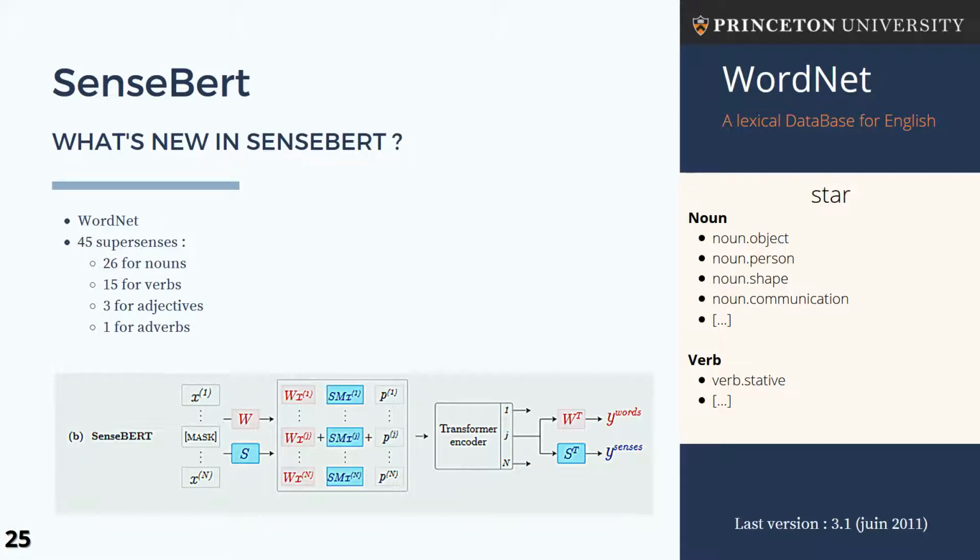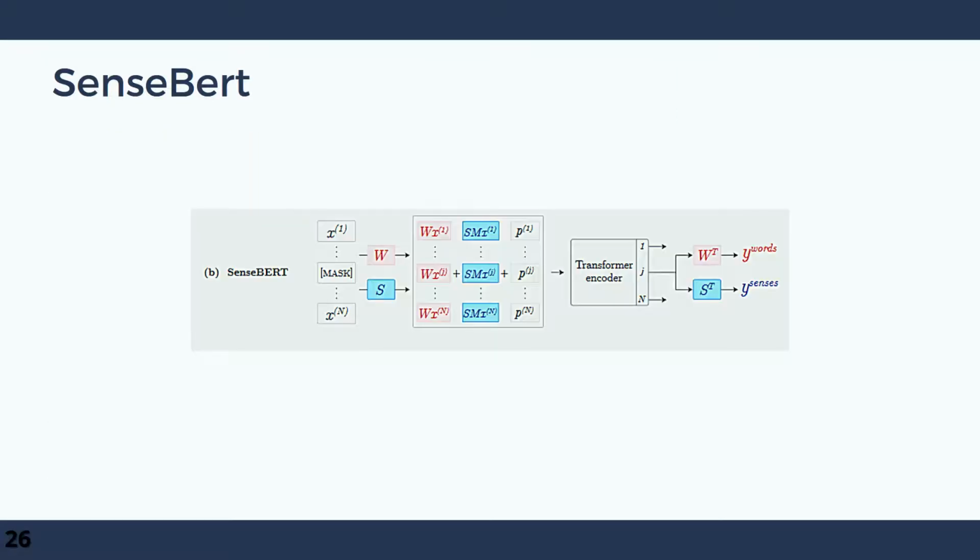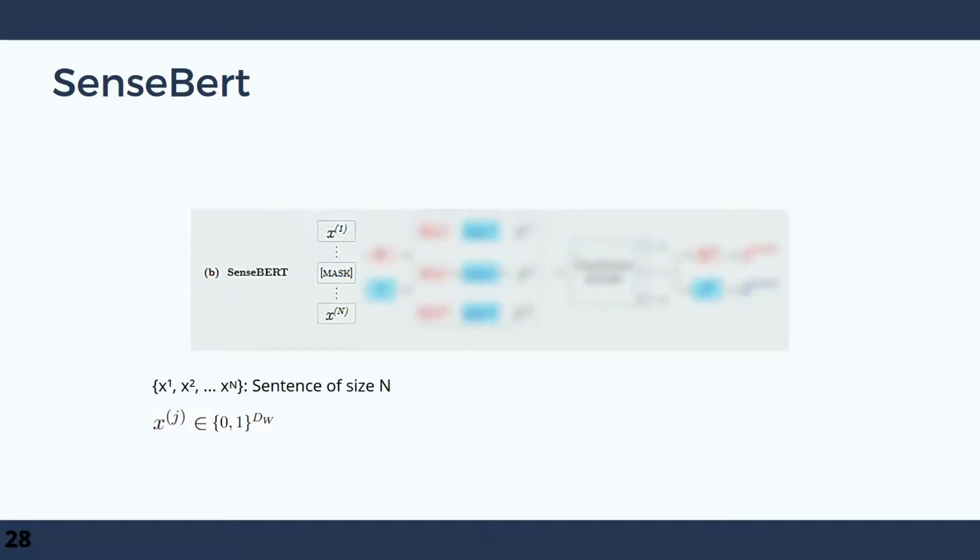Thanks to this supersense, we can get closer to the true semantics of words. In WordNet, there exist 45 categories: 26 for nouns, 15 for verbs, 3 for adjectives, and only 1 for adverbs. But how are these supersenses related to BERT? To understand things more easily, let's focus on this part. SenseBERT receives as input a sentence of n words. Each word is of size dw.